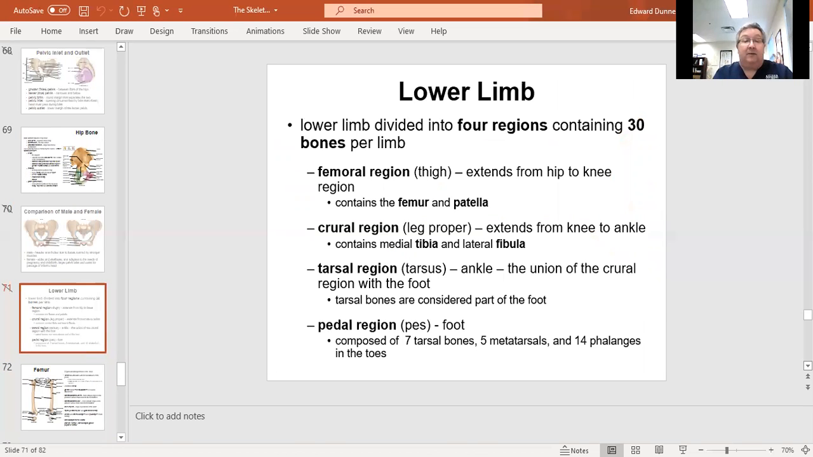So at the lower limb, we have 4 regions. The femoral region goes from the hip to the knee. The crural region is basically the back of the knee. The tarsal region is the ankle. And the pedal region, pedal, like you're stepping on the pedal, is the foot itself.